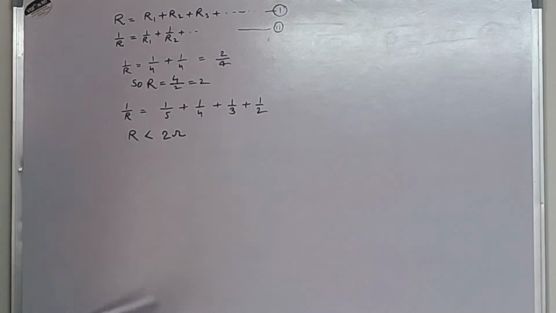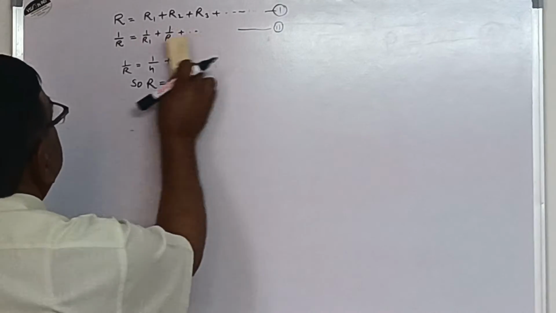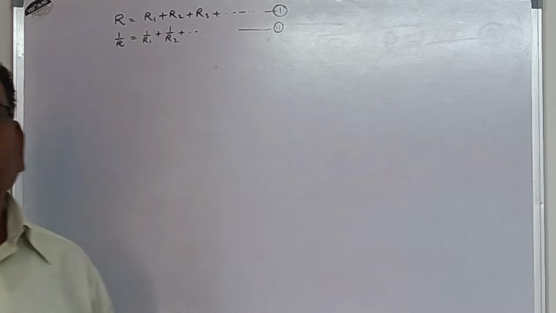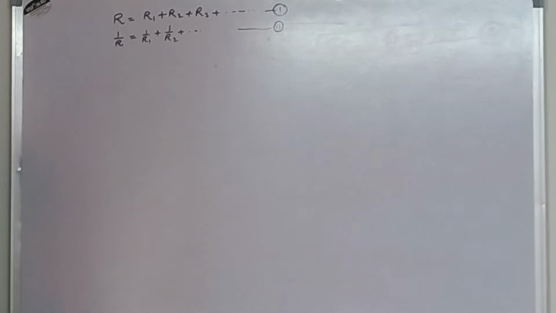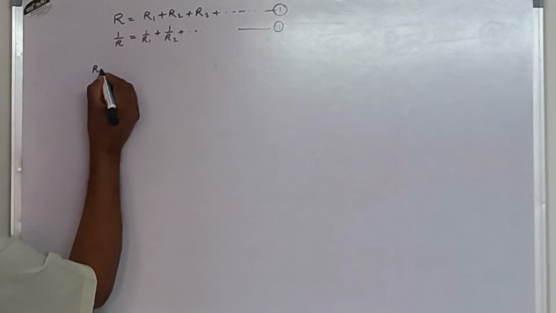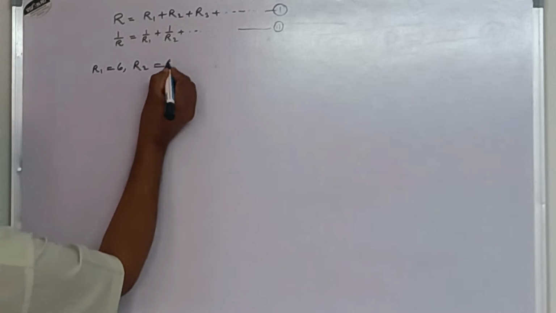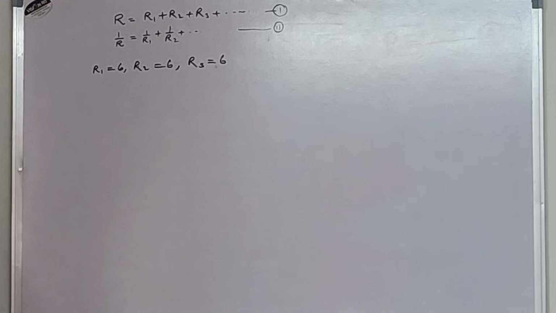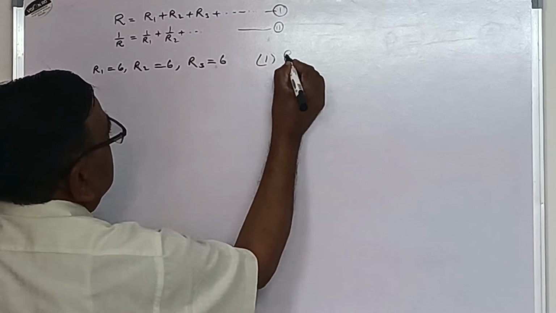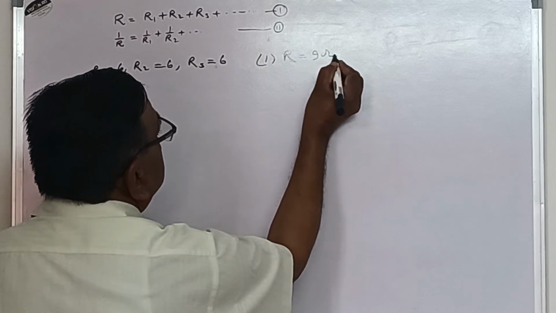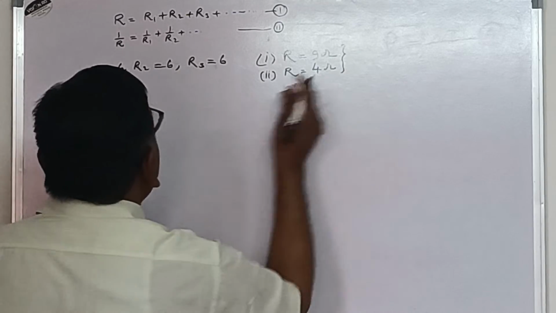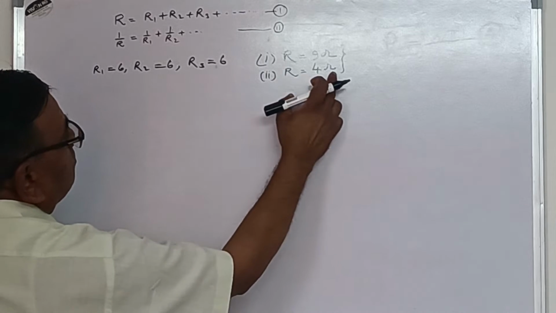So, first question. Connect 3 resistances of 6 ohms such that the resultant is, number 1, R is equal to 9 ohms, and number 2, R is equal to 4 ohms. There are 3 resistances: R1 is equal to 6, R2 is equal to 6 and R3 is equal to 6. You have to connect the 3 resistances in such a way that the resultant is 9 ohm, 4 ohm.